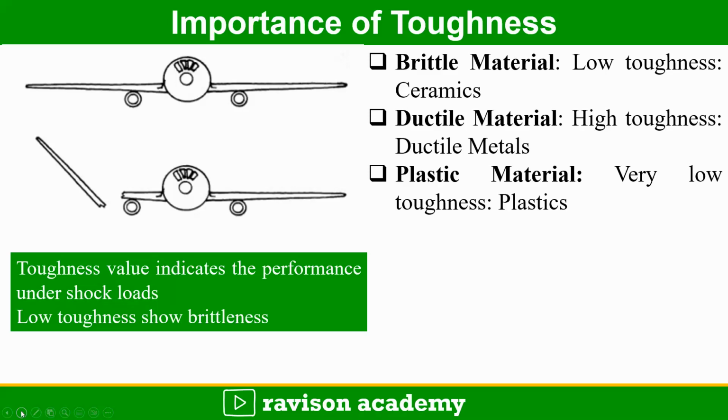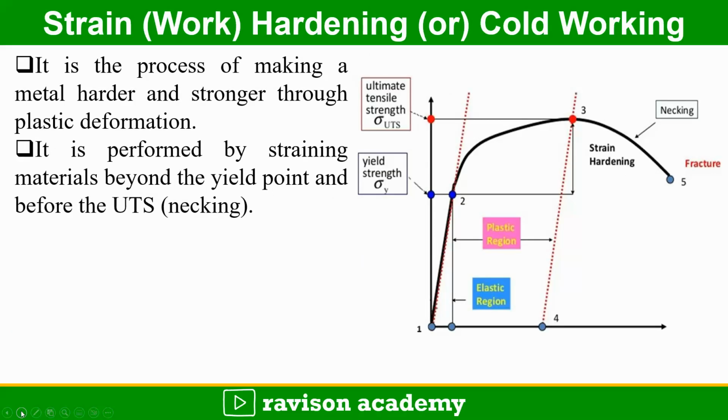The toughness value indicates the performance under shock loads. Low toughness indicates brittleness. Coming to strain hardening, or work hardening, or cold working: from the stress strain curve, we can make the metal harder and stronger through plastic deformation from the yield point to the maximum stress, that is, the ultimate stress.